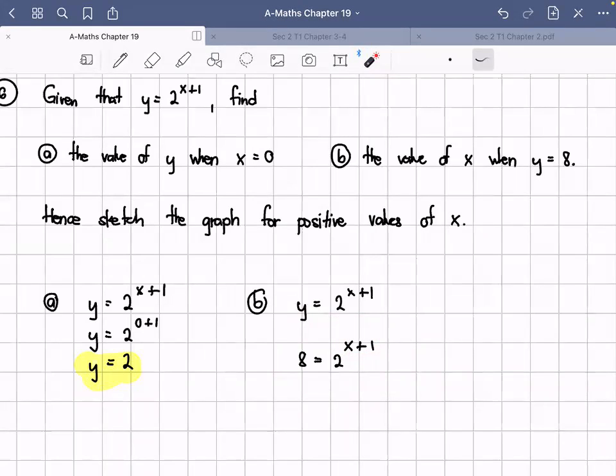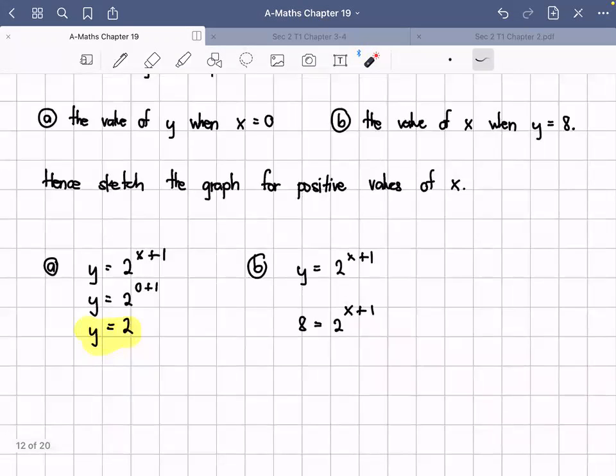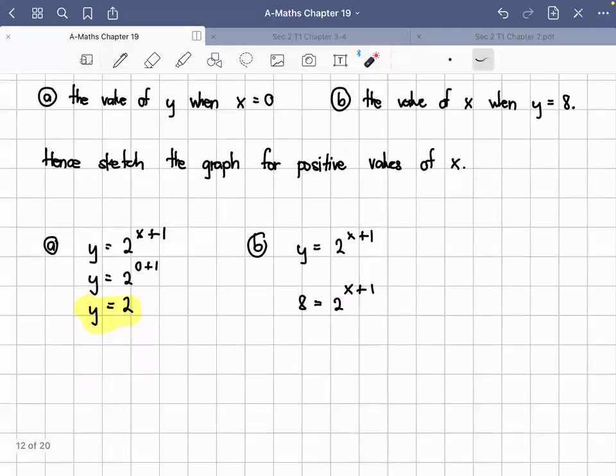Any idea, anything that you remember on how to solve this kind of question, because this may pop up in your test. Anyone? What should I do? How do I solve this equation? All right, so I think you need some reminder. Let me remind you guys.